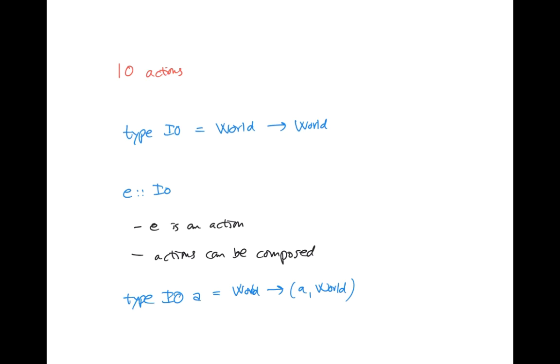We're now going to describe three basic I/O actions. There's an I/O action called getChar, and it has type I/O of char. And getChar reads a character from the keyboard and echoes it to the screen and then returns the character as its result value. And the definition of getChar is built into the Haskell system. So there's no need to worry about the precise definition of getChar. It's there for us to use.